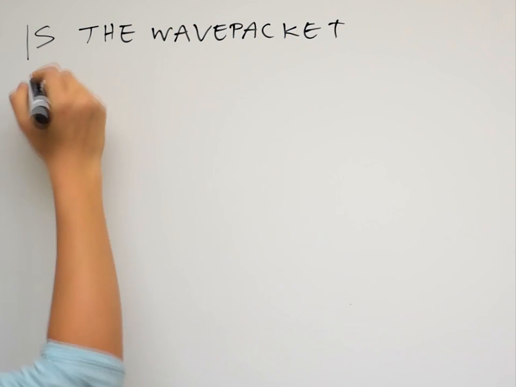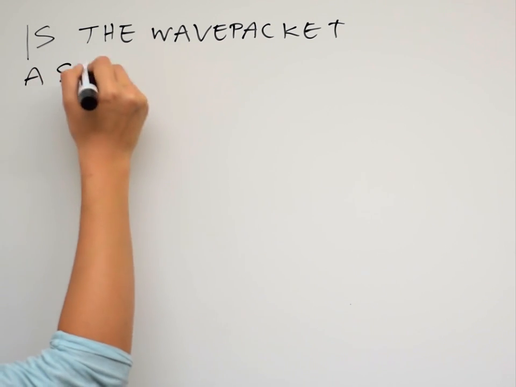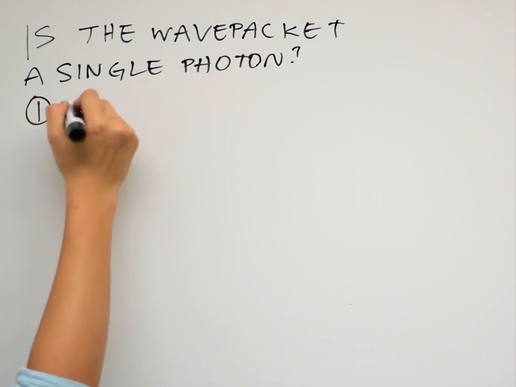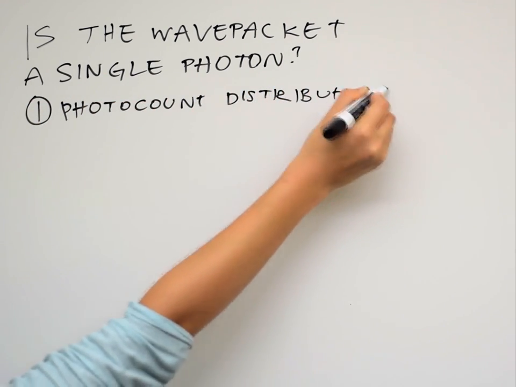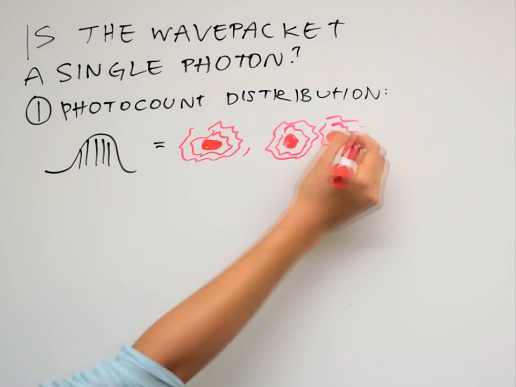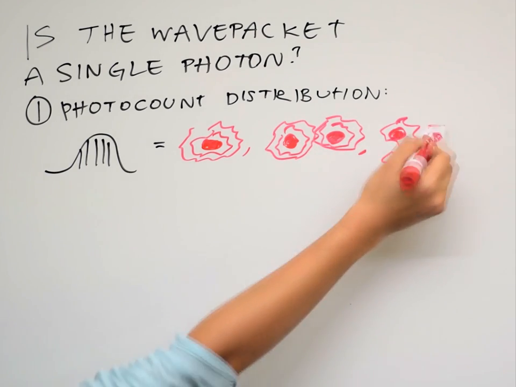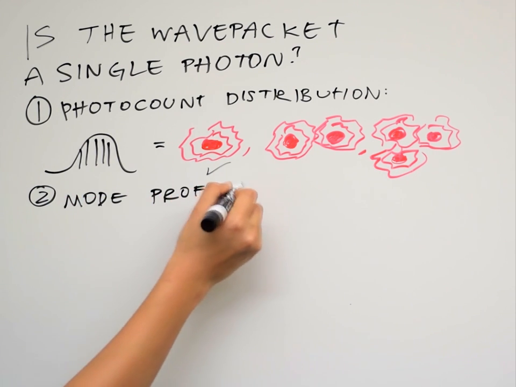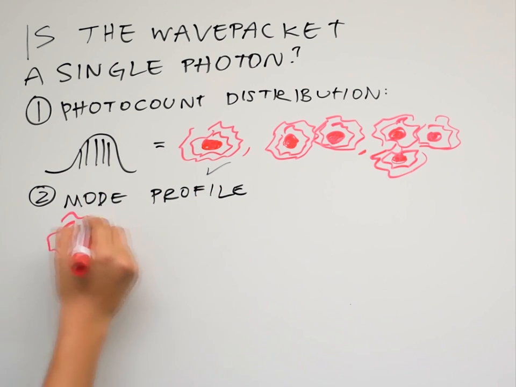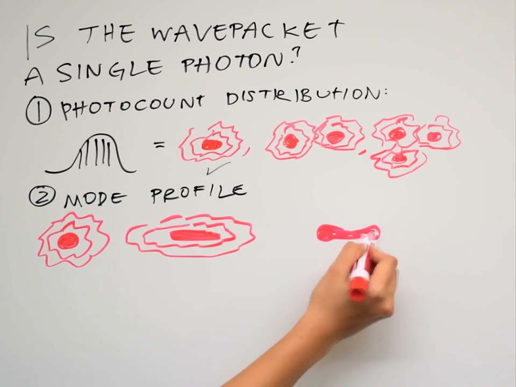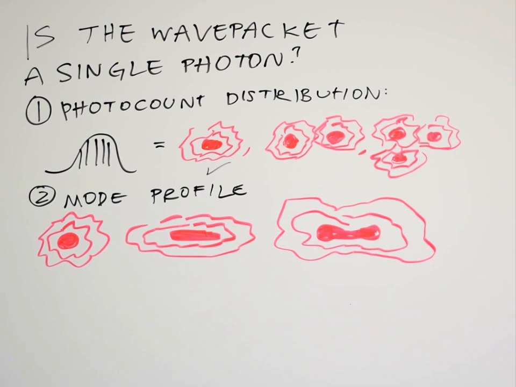By examining three simple metrics, we show how to answer the question, how close is the emission to a single photon? 1. The photocount distribution. A source may emit more than one photon at a time, so simply put, does it emit only one photon? 2. The mode profile. How is the energy distributed? The energy could be in a nice sphere, or an oval, or a dumbbell, or actually any shape at all.